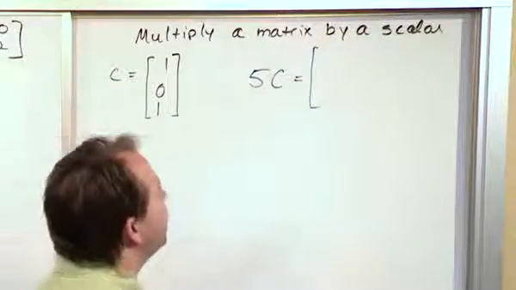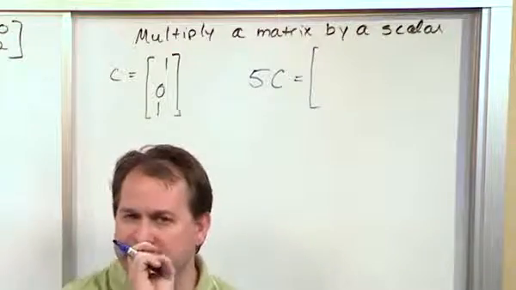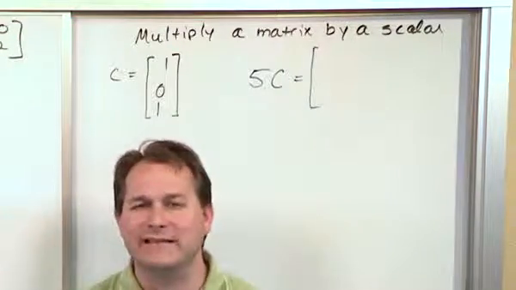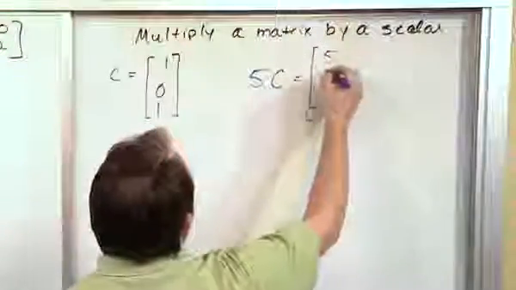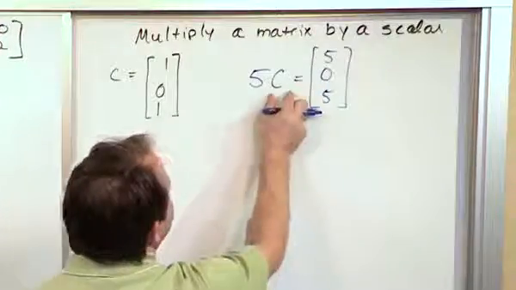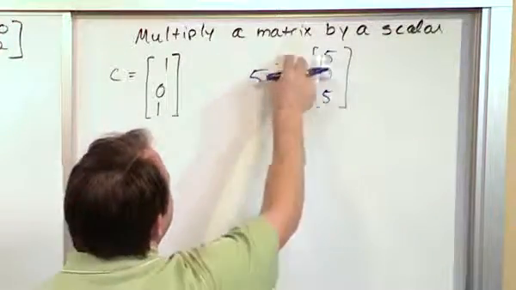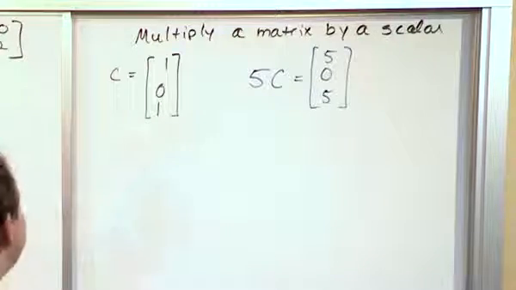Whenever you see a scalar like that multiplied by a matrix, all you do is multiply the scalar by every single element inside that matrix. So 5 times 1 gives us 5, 5 times 0 gives us 0, 5 times 1 gives us 5. And so this is the matrix C multiplied by 5. We just distribute, basically, if you want to think of it as distribution, that guy into everything.